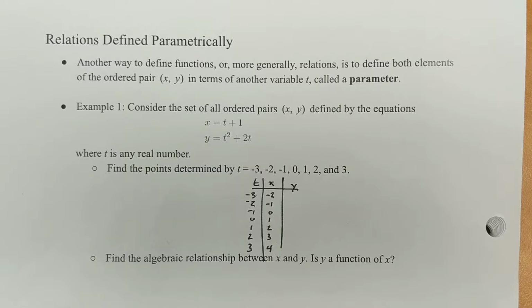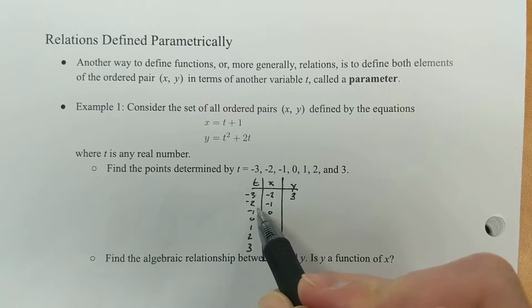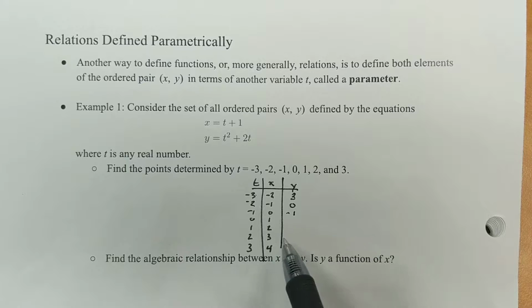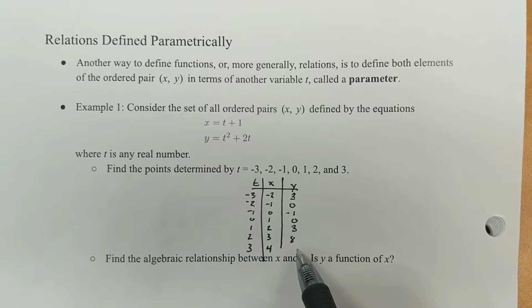If I plug -3 in, that's -3 squared is 9, minus 6 is 3. If I plug -2 in, that's 4 minus 4, which is 0. If I plug -1 in, that's 1 minus 2, that's -1. If I plug 0 in, that's 0. If I plug 1 in, that's 3. If I plug 2 in, 2 squared, that's going to be 8. If I plug 3 in, that's 9 plus 6 is 15.